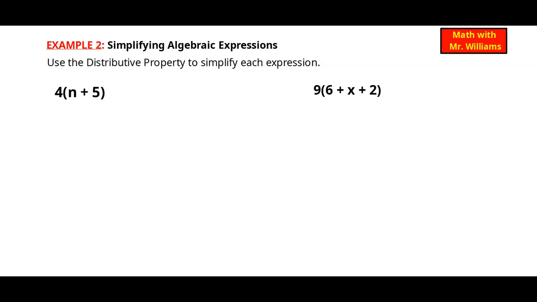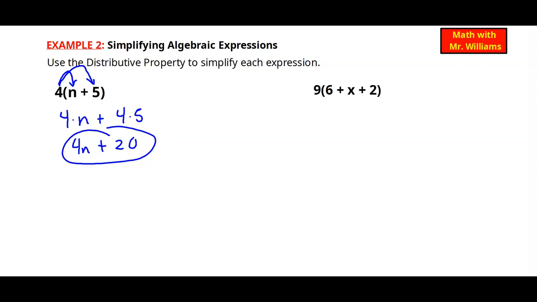So we're going to draw our arrows here. We know that 4 is being multiplied to the n and the 5. So then we have 4 times n plus 4 times 5. 4n is just 4n plus 4 times 5 will give me 20 as my answer.